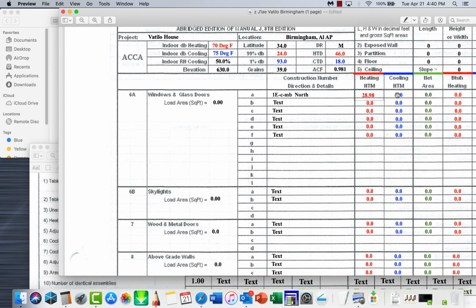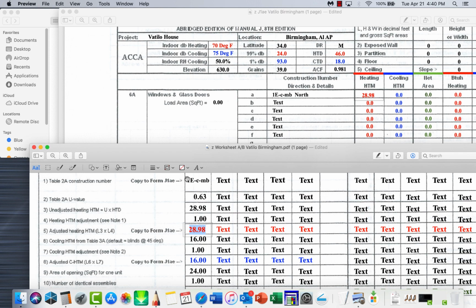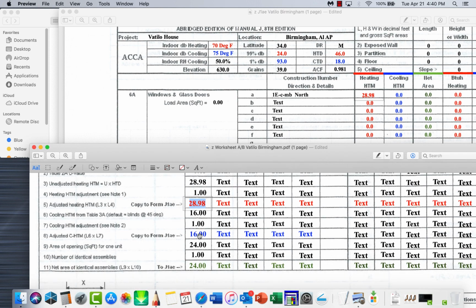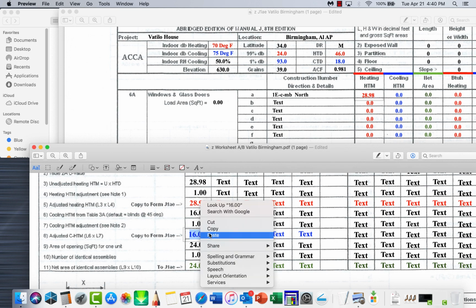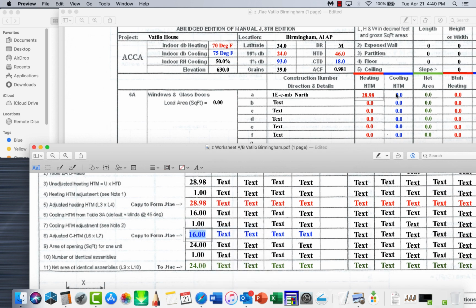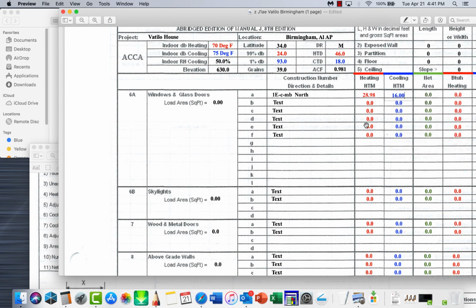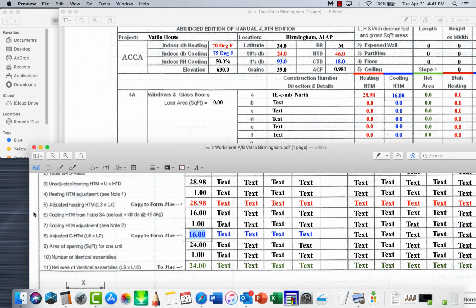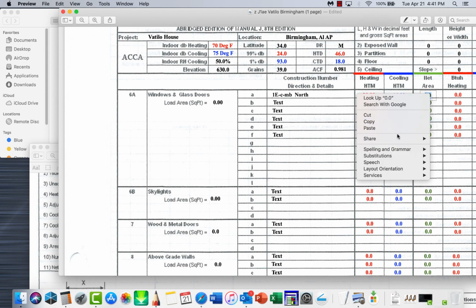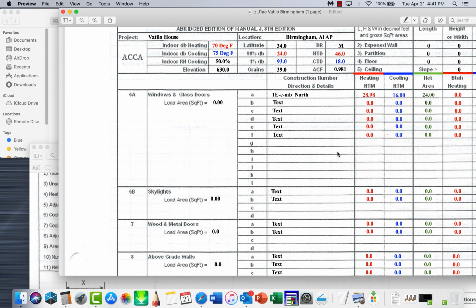Okay. Next would be my cooling HTM. Cooling HTM is 16 right here, adjusted. We do not want to put the unadjusted up there. Paste it right in there. There we go. And then finally, the net area. How big is the window? Well, it's 24 square foot. Copy. And paste it in right there.